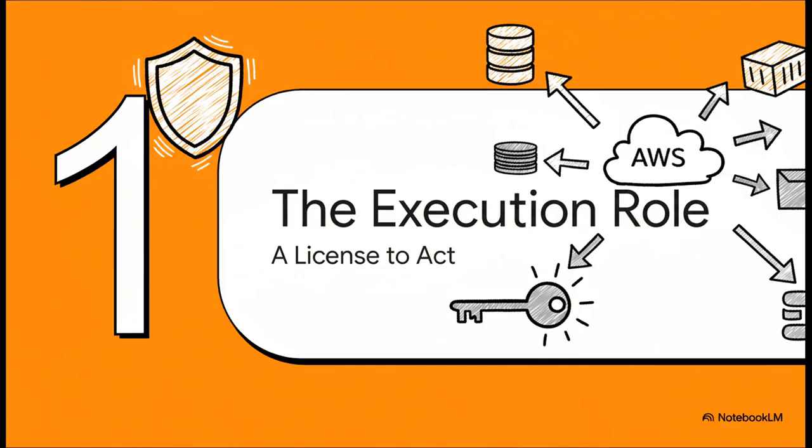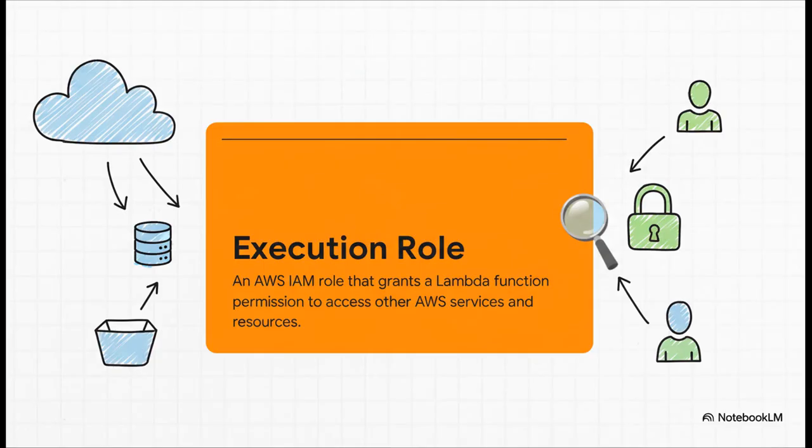So let's tackle that first side of the coin: what your function is actually allowed to go out and do. This is all controlled by a little something called an execution role. Think of the execution role as your function's official ID badge. When it needs to go talk to another AWS service, it flashes this badge. And this badge says exactly what it's allowed to do. Like, yep, you can read from that DynamoDB table. Or, sure, go ahead and write that file to S3.